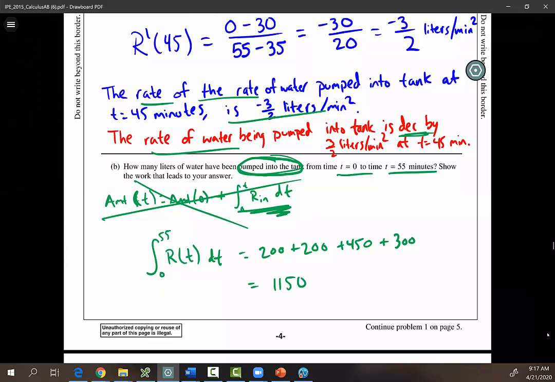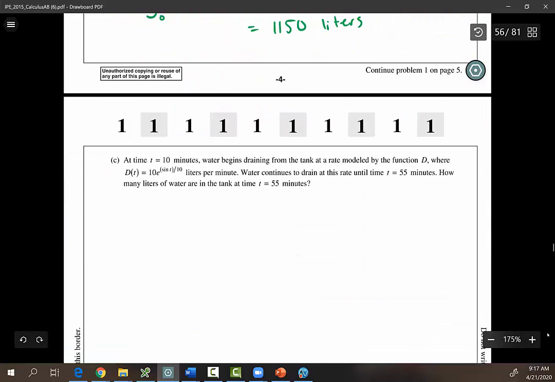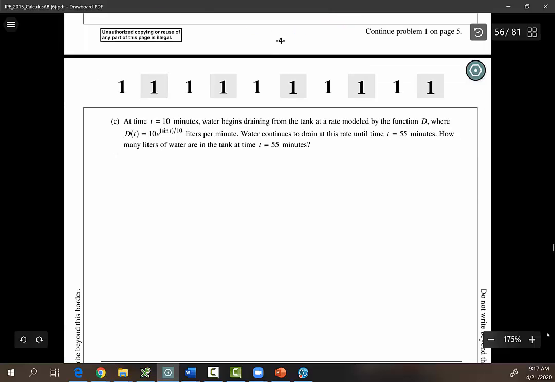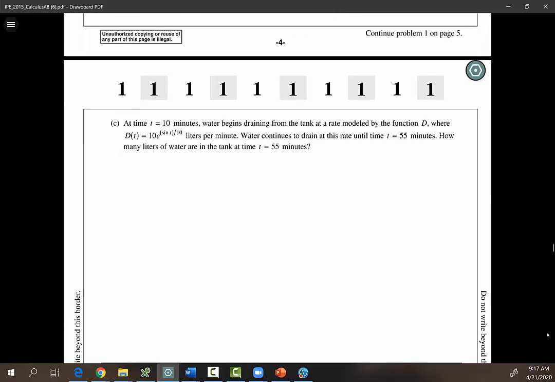Now, it said how many liters of water. So you don't need to report units because they basically told you what they were. But if you want to just write that word liters, you can. Again, it was liters per minute. We took an integral, so it chops off the per minute. C, at time 10, water begins draining from the tank at a rate modeled by the function d, and it gives you d. Water continues to drain at this rate until time 55. How many liters of water are in the tank at time 55?